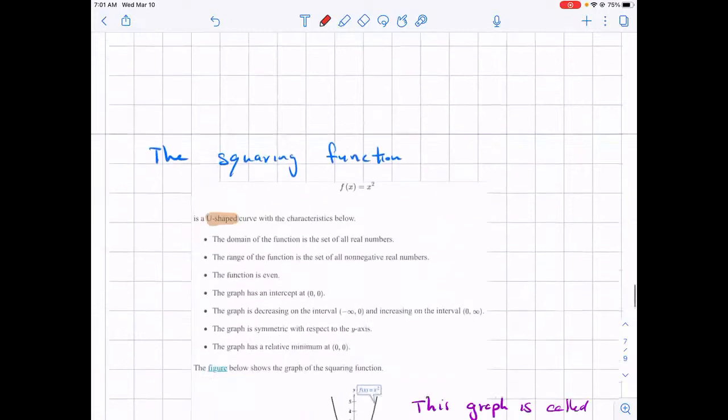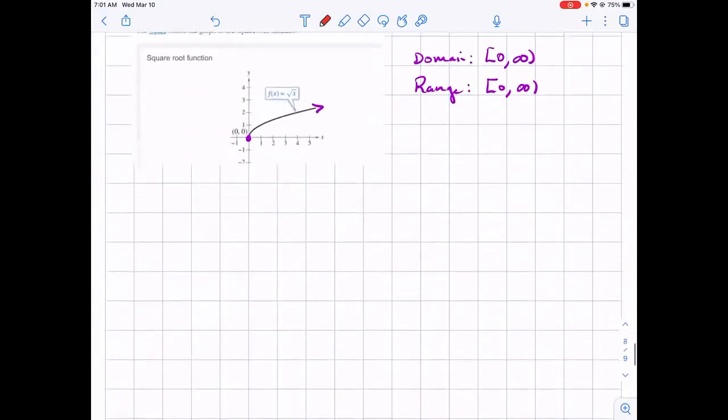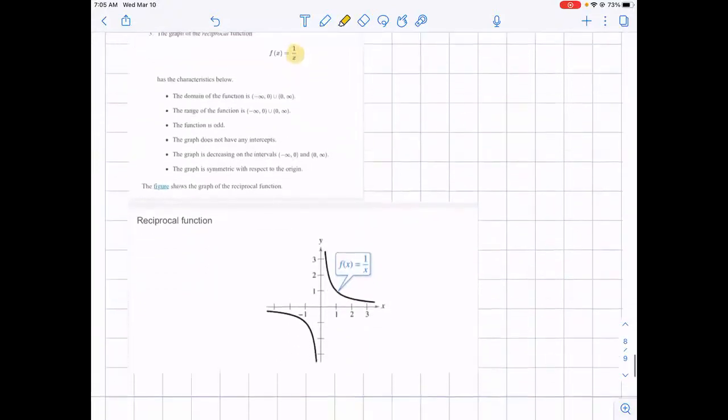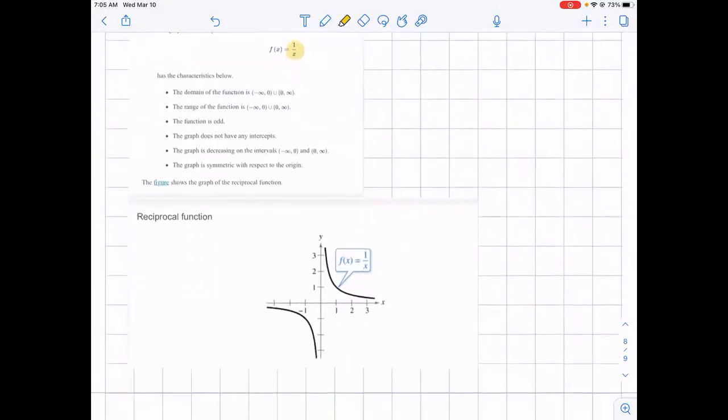So let's see what else we can look at. Looking at the reciprocal function now. The reciprocal function is just 1 over x. We'll see here that the domain of this is very unique because x cannot be 0, right? x cannot be equal to 0.